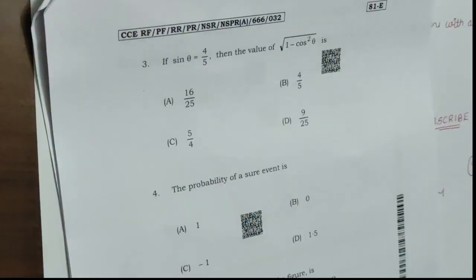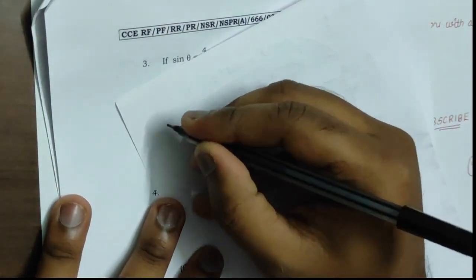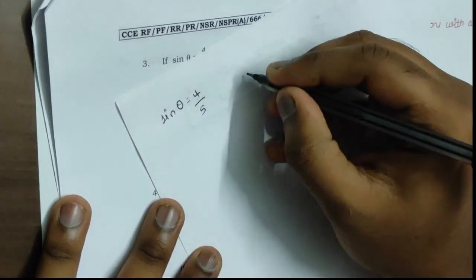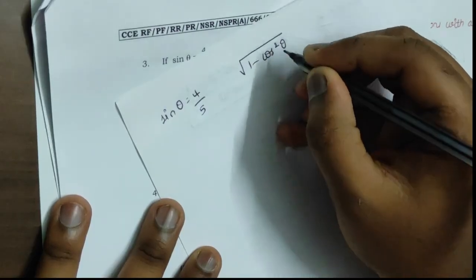So let us move on. Now let us focus on the third question. If sin theta equal to 4 by 5, then the value of root of 1 minus cos square theta is. Here in this question, the value of sin theta is given. Sin theta is equal to 4 by 5. We have to find root of 1 minus cos square theta.